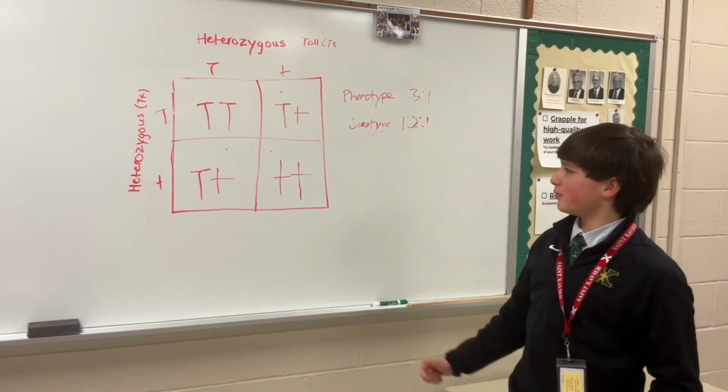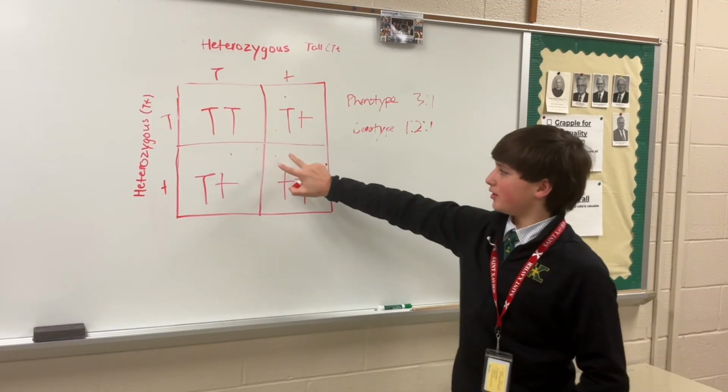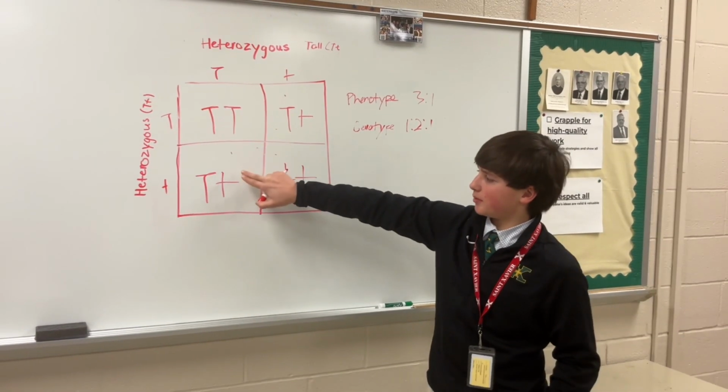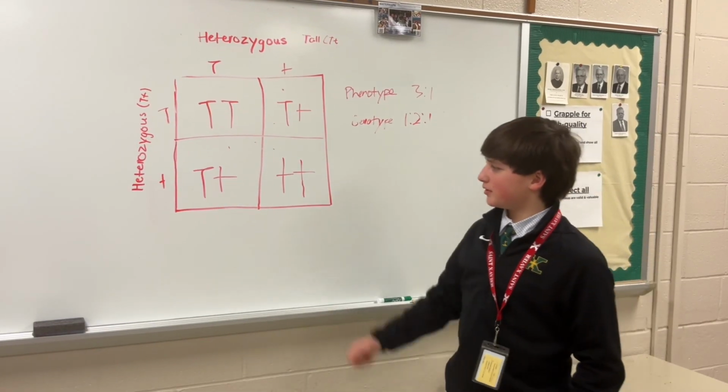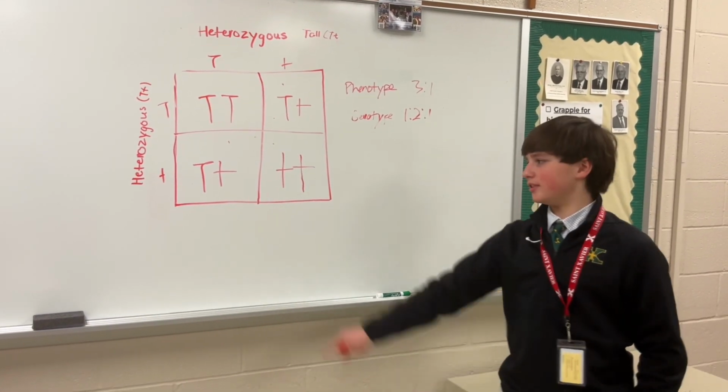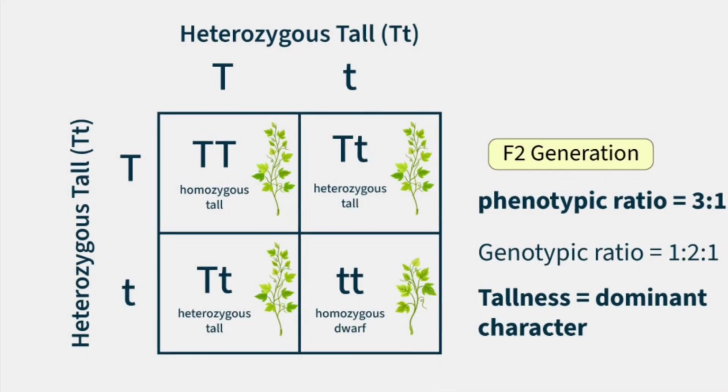So you would have 1 chance to get both dominant, 2 chances to get dominant and least dominant, and then 1 more chance to get least dominant. So 25% for these 2 and 50% for these.